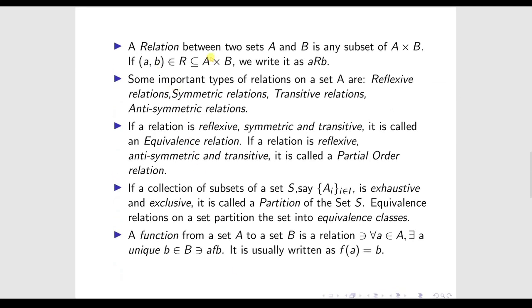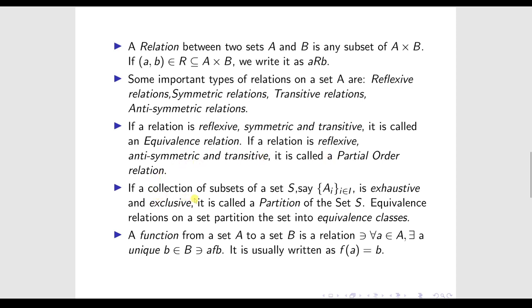A relation between two sets A and B is any subset of A cross B. If the ordered pair (a, b) belongs to R, we write it as a is R-related to b. Some important types of relations on a set A are reflexive relations, symmetric relations, transitive relations, and antisymmetric relations. If a relation is reflexive, symmetric, and transitive at the same time, it is called an equivalence relation. If a relation is reflexive, antisymmetric, and transitive, it is called a partial order relation.